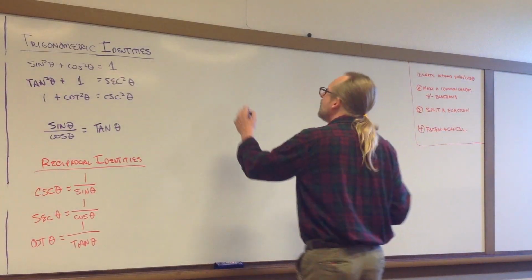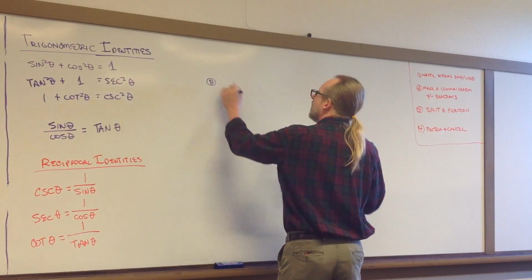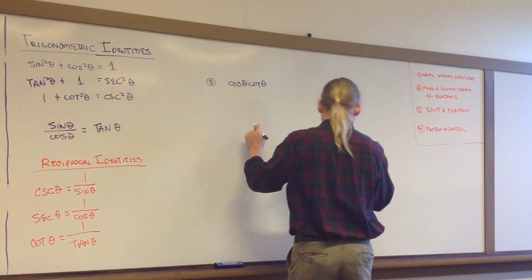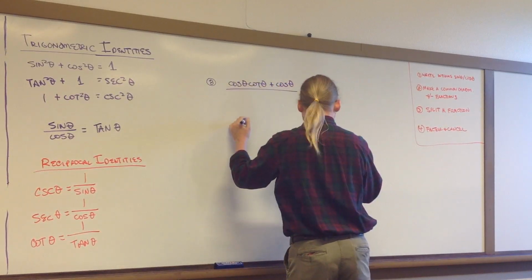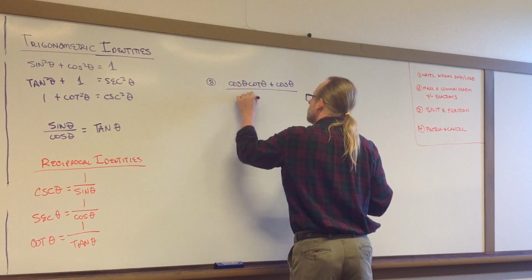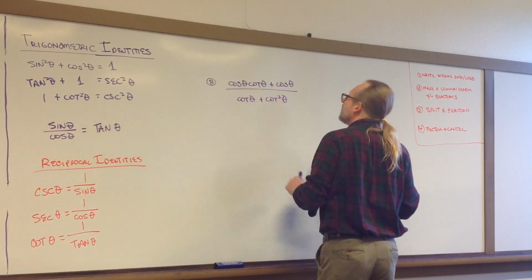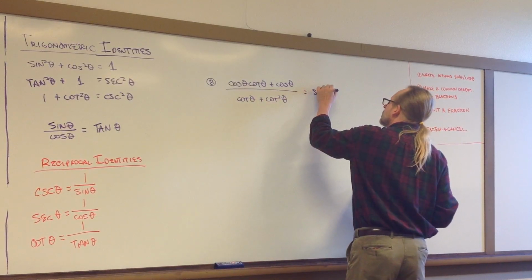Problem 8. We've got a cosine theta cotangent theta plus cosine theta over cotangent theta plus cotangent squared theta. And we're supposed to show that that's equal to the sine.